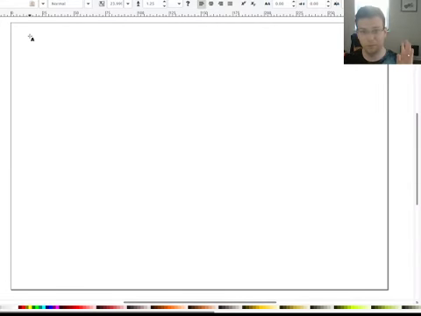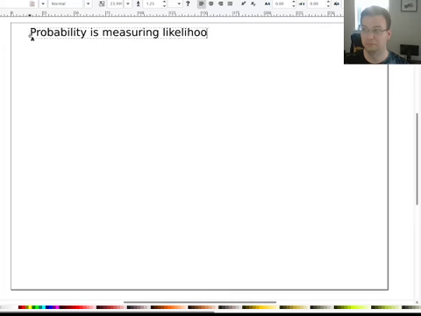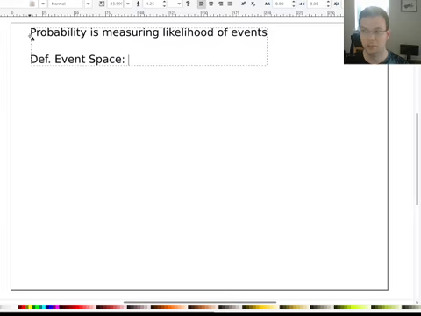So what is probability about? It's really about measuring the likelihood of events. So what is an event? Well, an event is something that can happen in a model that we have. So we tend to think of something called an event space, which is all of the possible outcomes in a model.